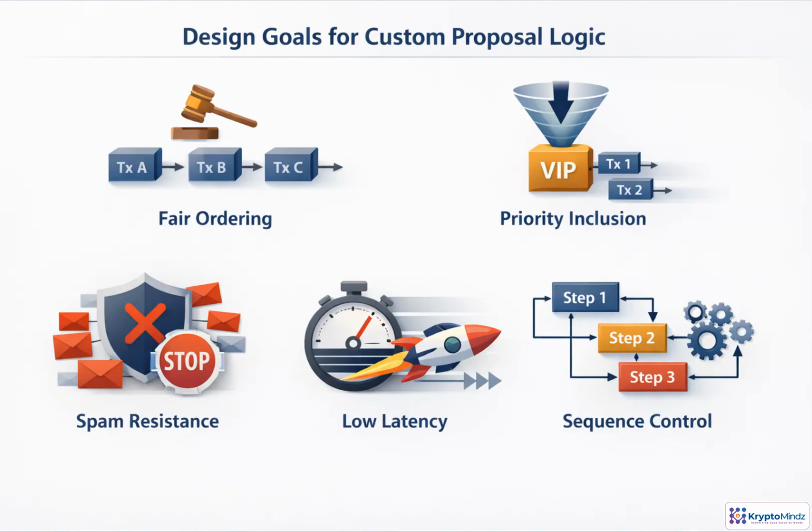Before writing proposal logic, decide what better means for your application. You might optimize for fairness, priority, spam resistance, low latency, or strict sequencing. Clear goals now prevent ad hoc proposer behavior later.